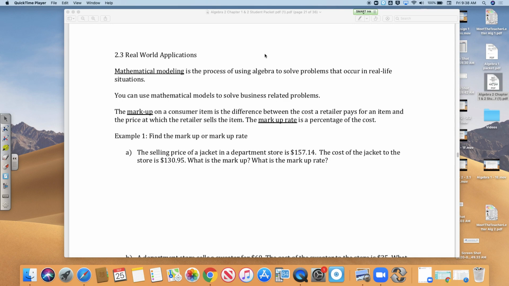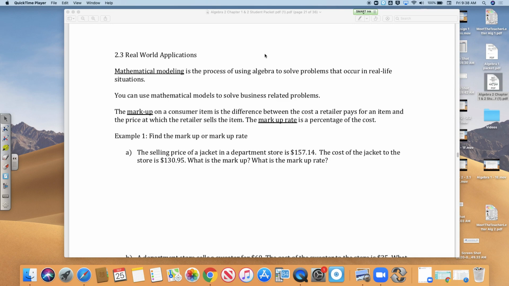So the markup on a consumer item is the difference between the cost a retailer pays for that item and the price at which the retailer sells the item. And then the markup rate is the percentage. So the markup is the actual amount in dollars, and then the markup rate is the percentage of the original cost.